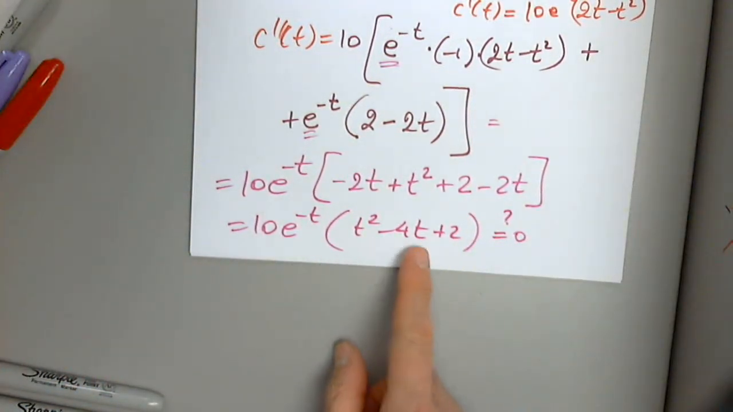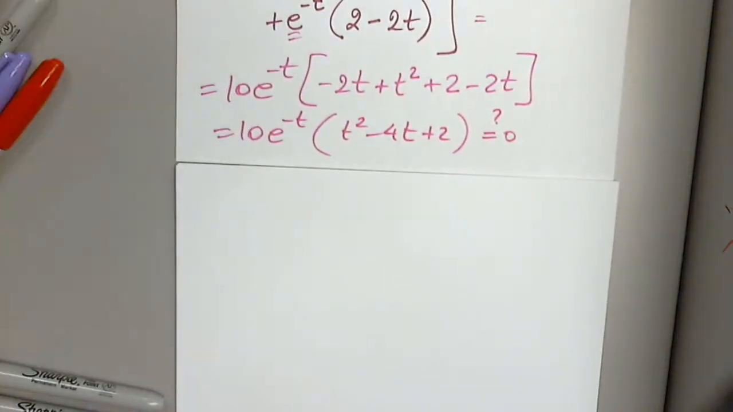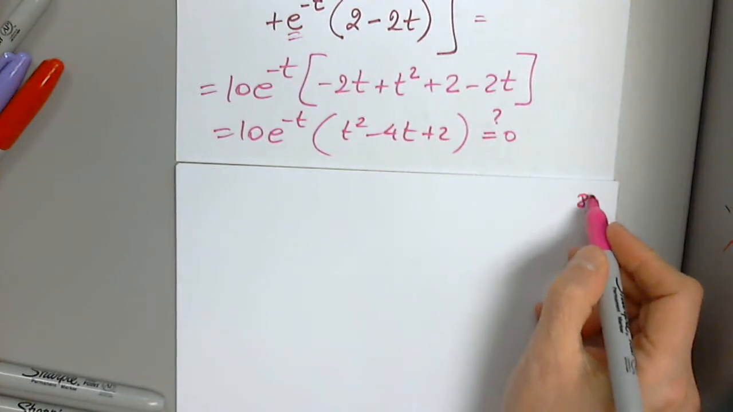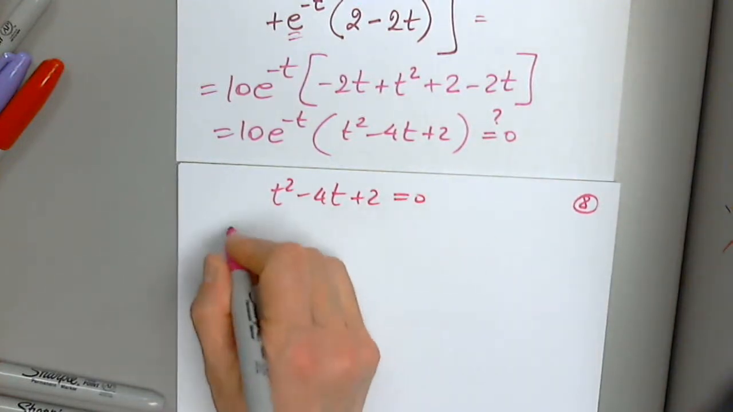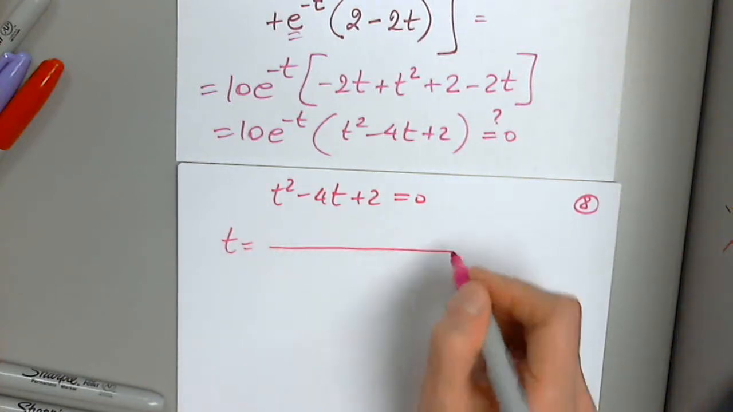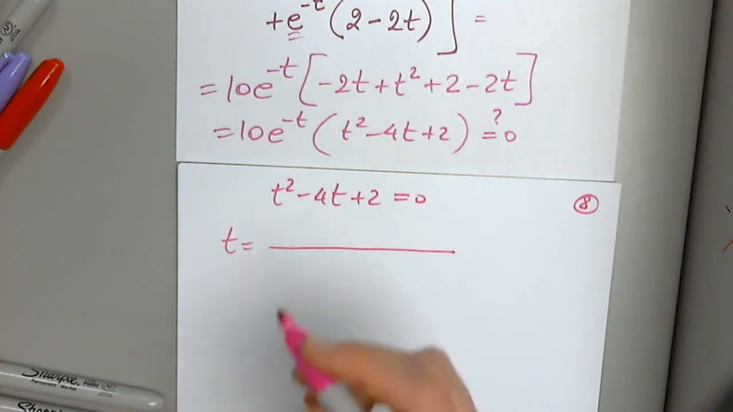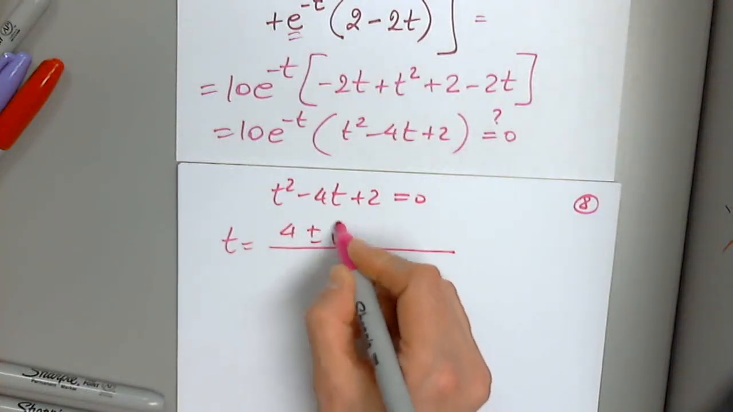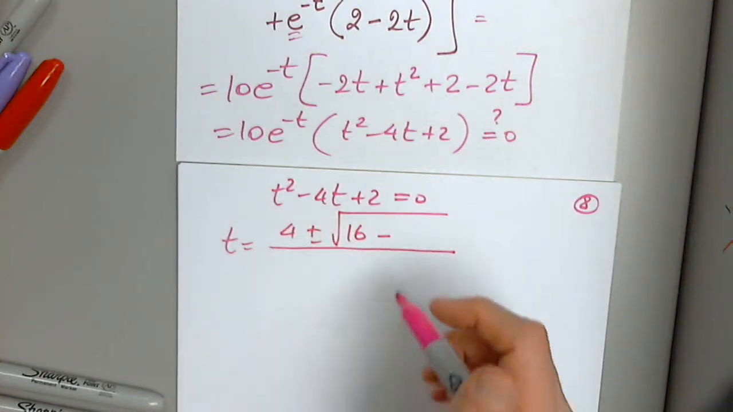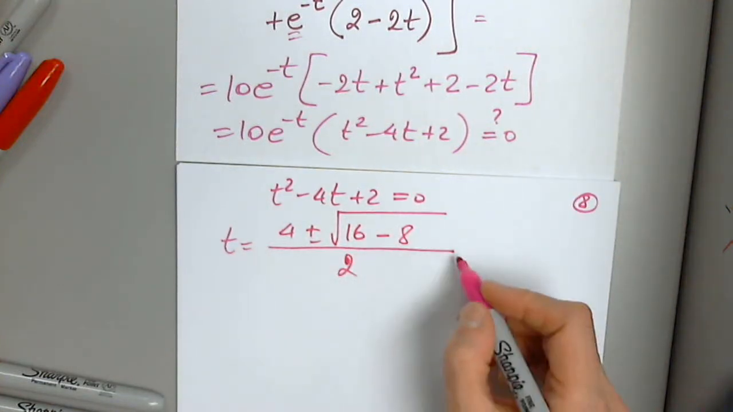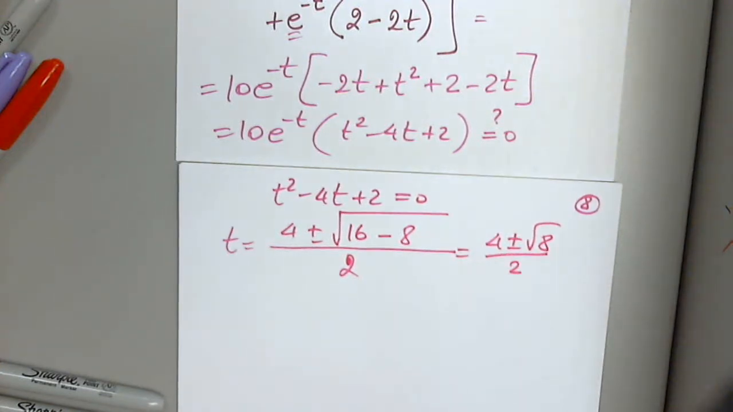I have to solve this equal to 0. But it's not factorable, so I will have to use the quadratic formula. t squared minus 4t plus 2 equals 0. Can anyone refresh our memory on the quadratic formula? Very good. 4 plus or minus the square root of 16 minus 4ac, over 2a. Excellent. So this is 4 plus or minus the square root of 8, divided by 2.